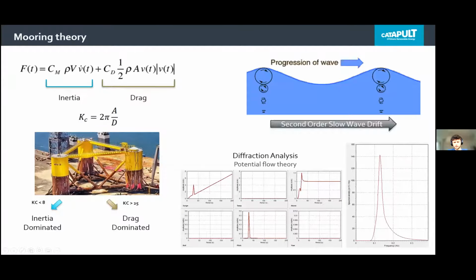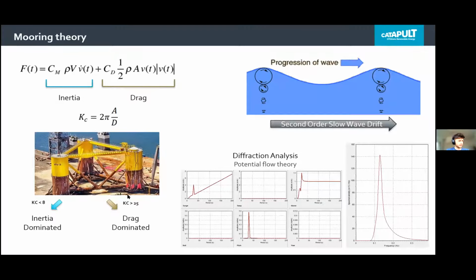So a little bit of the theory, as Likhitha was talking about, when we're solving a lot of the mooring system analysis, it's a mixture between Morison's equation and diffraction analysis. And you can quite usefully use the Keulegan-Carpenter number to work out if an element is going to be dominated by inertia forces or is going to be dominated by drag forces, as can be seen from the Morison equation.